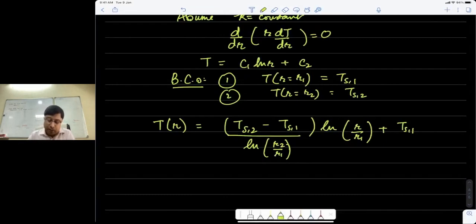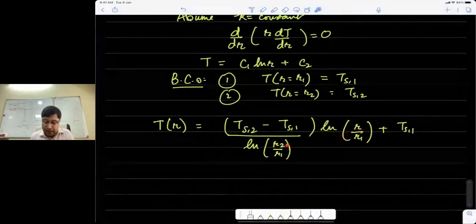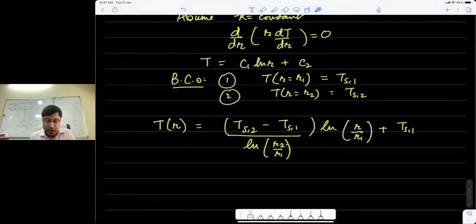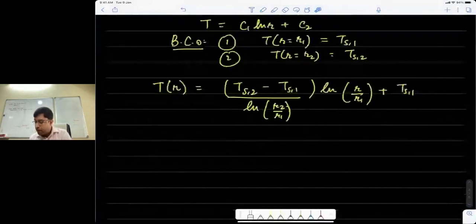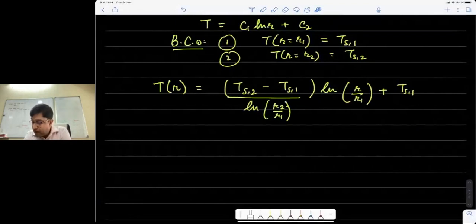The other point is, if you want to verify the boundary conditions, we can always do that. If you put r equal to R1, this term goes to 0. This becomes log of 1, which is 0. So you just get T(r) to be TS1 at r equal to R1. Similarly, when you put r to be R2, these two cancel, and so TS2 minus TS1 plus TS1, you get TS2. So this is the correct temperature profile.